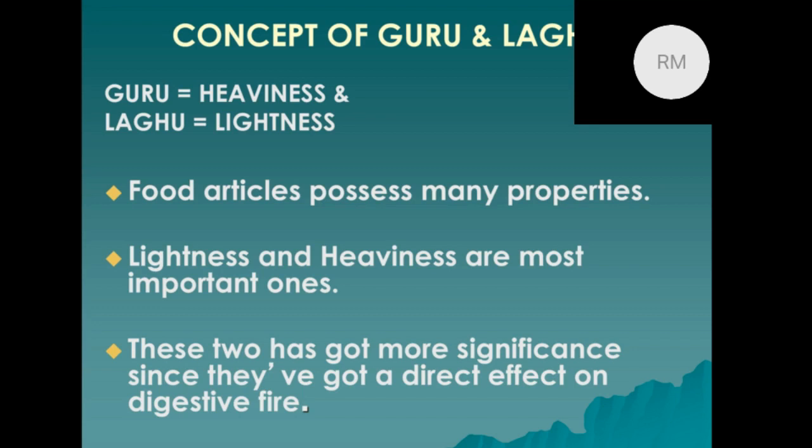So when we say in Ayurveda that the food is heavy, it can mean 2 things. One is that the food takes longer to digest; the body has to make more effort to digest it. Lakhu means it's digested much more easily. So in modern terms, we can say that foods which are guru usually have a low glycemic index.